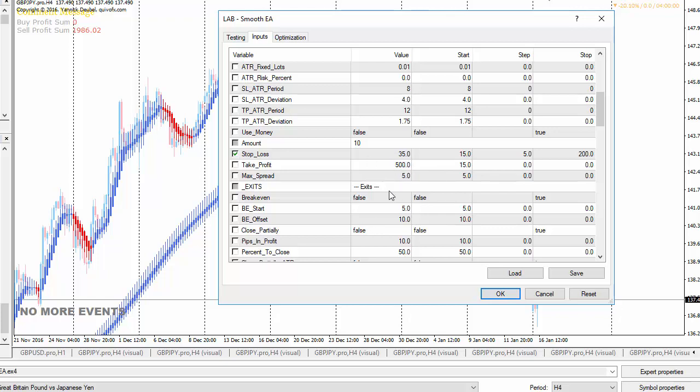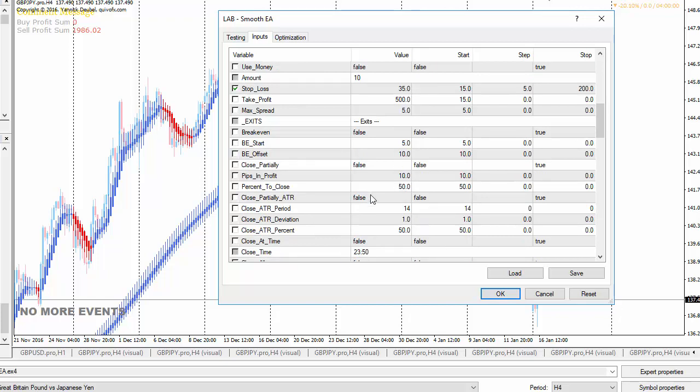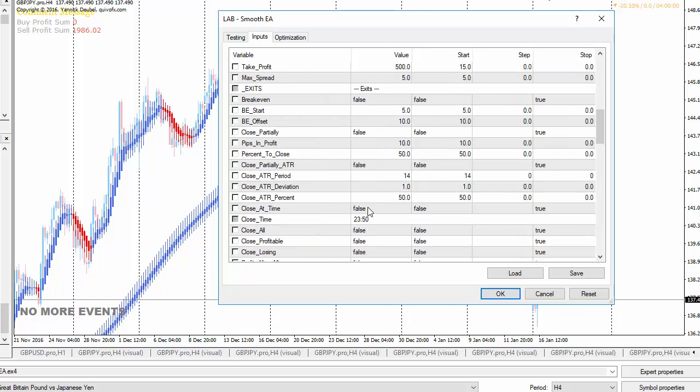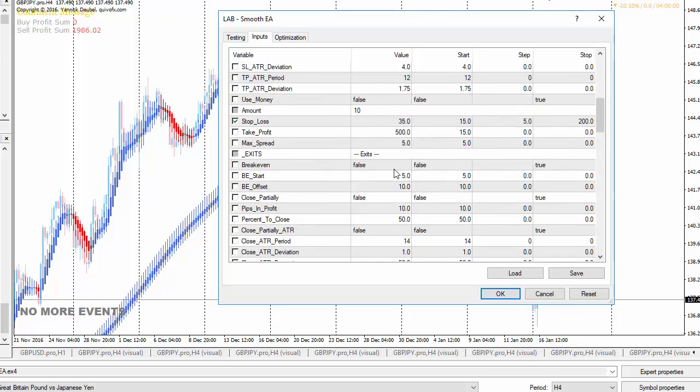And everything else is the same. You can trade it however you want, with break evens, partial exits, percentage exits, that sort of thing. You could use average true range targets, etc. There's a whole bunch of stuff you can do as per normal.